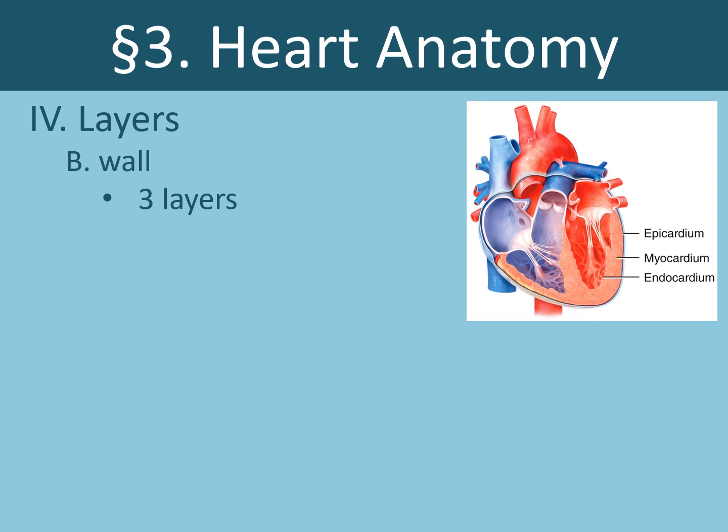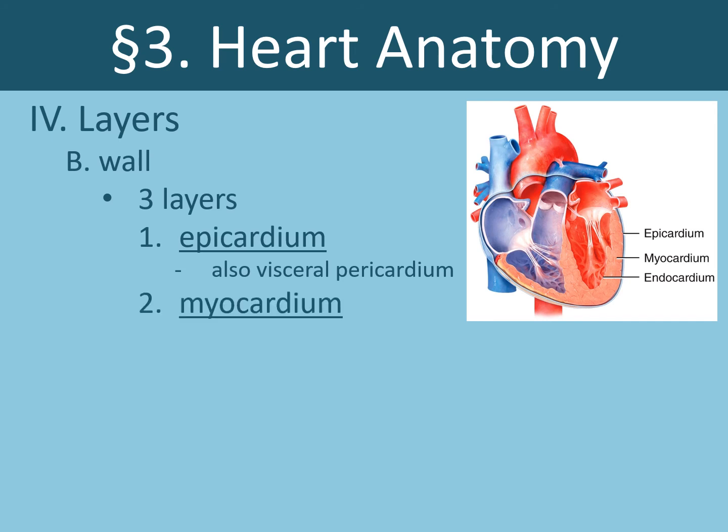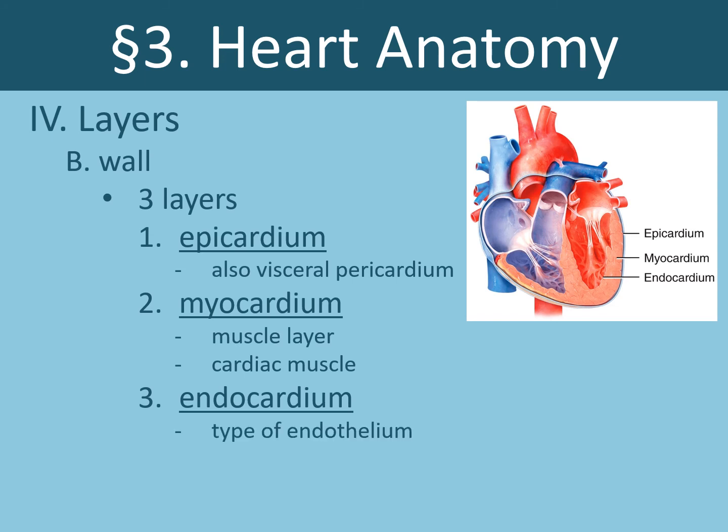Now let's look at the layers that make up the wall of the heart. The wall of the heart is divided into three separate layers. The outermost layer is the epicardium. Remember, this was the innermost serous membrane, so it's also called the visceral pericardium. The middle layer of the heart wall is called myocardium, and that's the muscle layer. It's made up of cardiac muscle, as we discussed in section 2 of this chapter. And the innermost layer is called the endocardium.